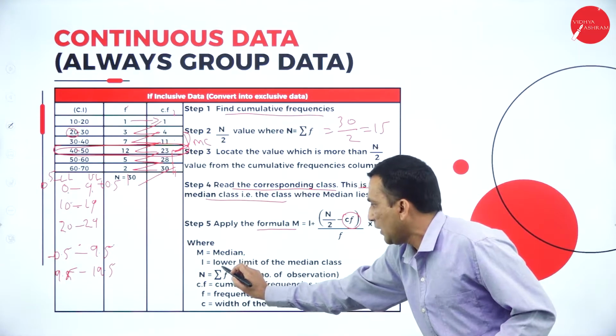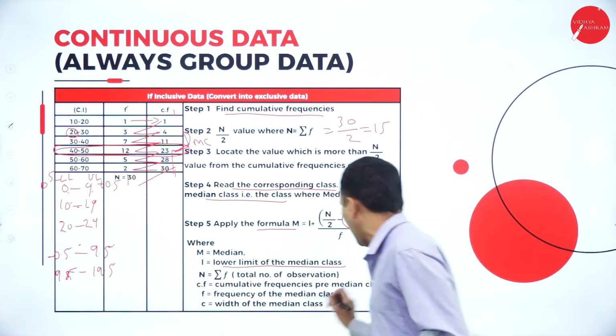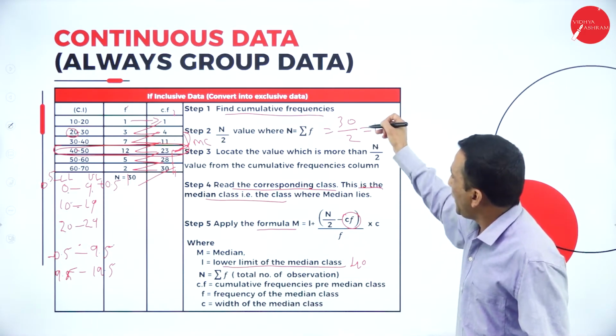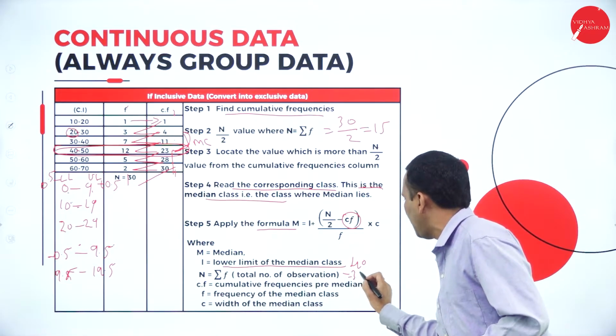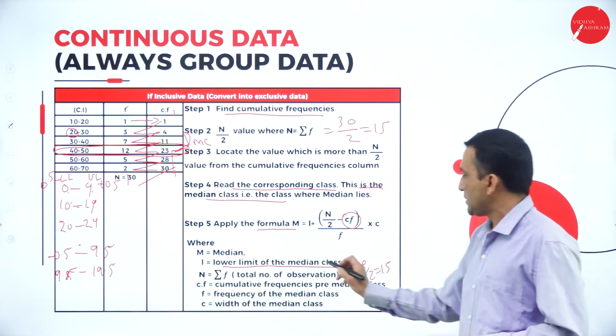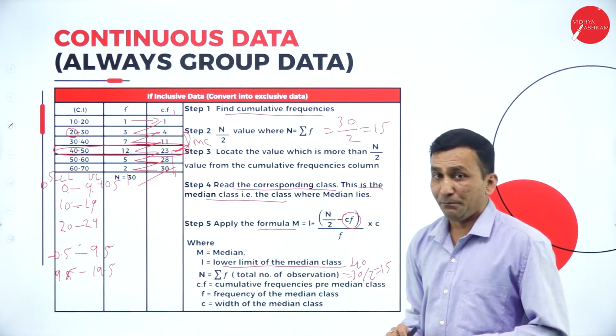L stands for the lower limit of the median class. Lower limit, how much are you getting? 40. I am writing it down. And N, how much are you getting? We already calculated N by 2. N by 2, 30 by 2, if you divide, then we get 15. Instead of writing N by 2, I am writing 15 directly after simplifying.